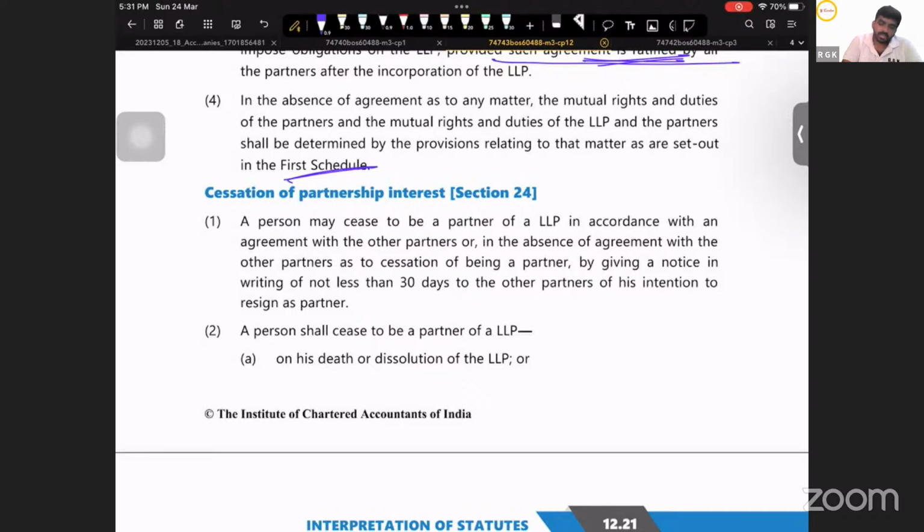Next. When will partnership interest come to an end? When will a person's partnership interest come to an end? A person may cease to be a partner of LLP in accordance with an agreement with other partners, or in absence of agreement, by giving a notice in writing of not less than 30 days to other partners of his intention to resign as partner.